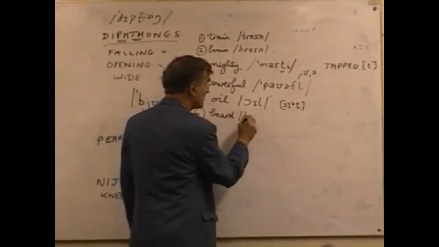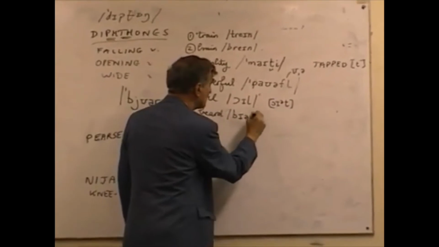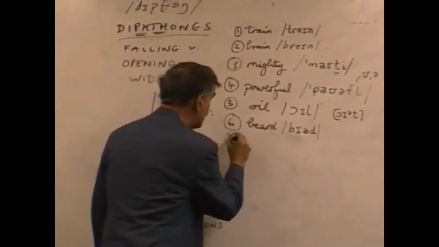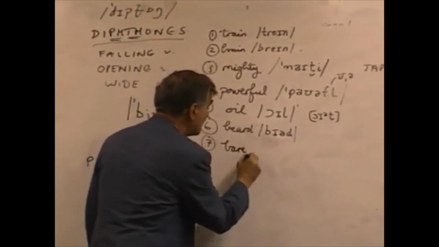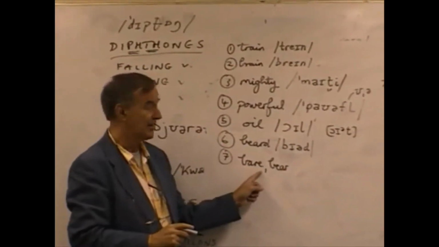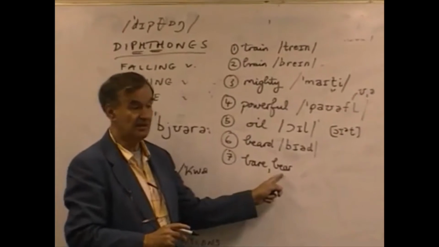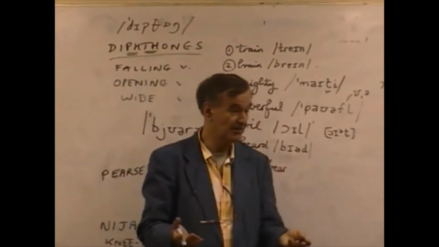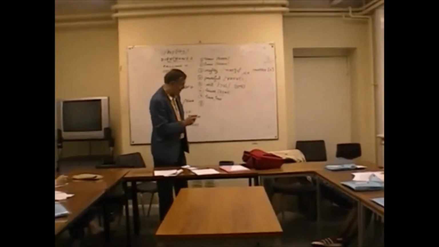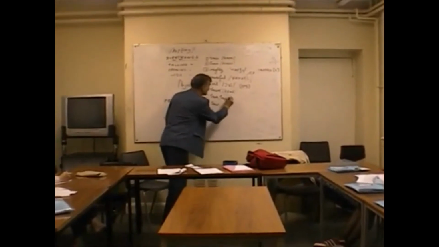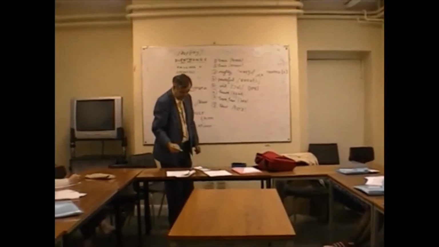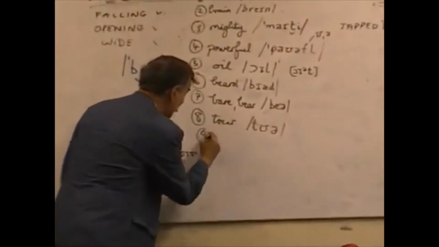and the transcription is that, beard. Number 7 is bear, right? And bear. This means naked, no? Bear, and this means the animal, and also the verb to carry, right? Okay. Number 8, tour. I want to transcribe this. There. And tour.